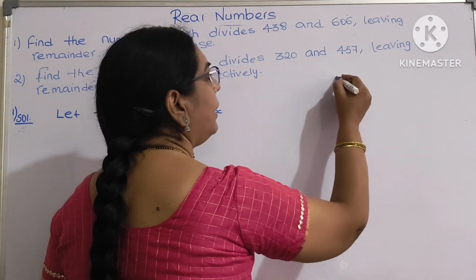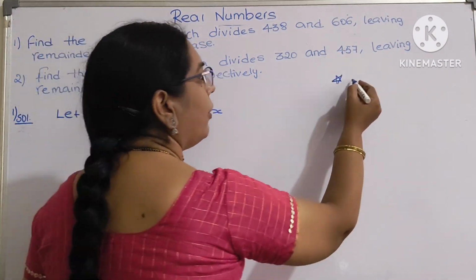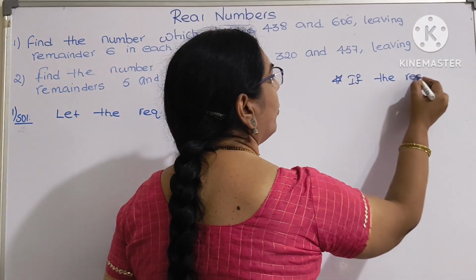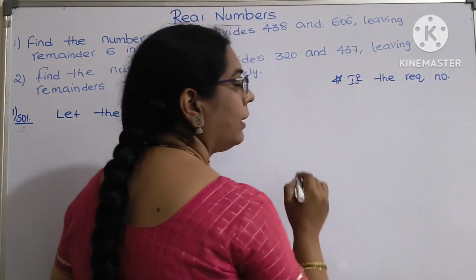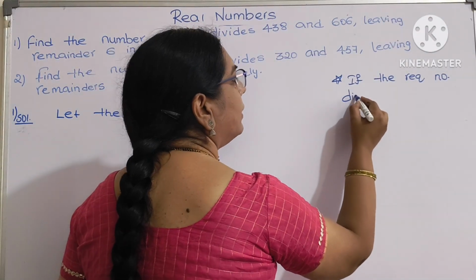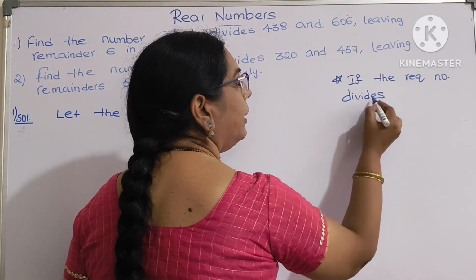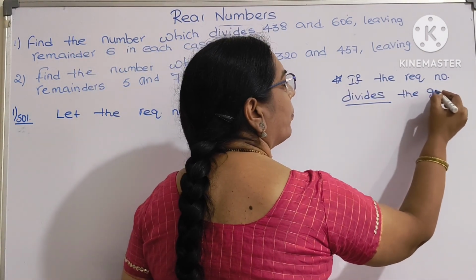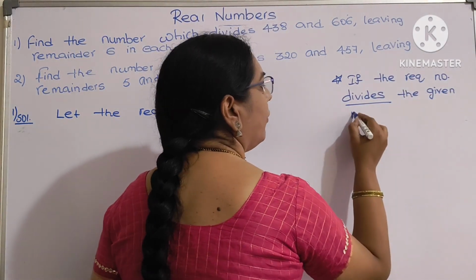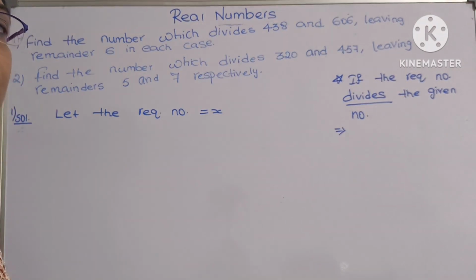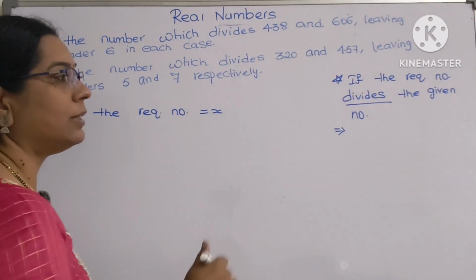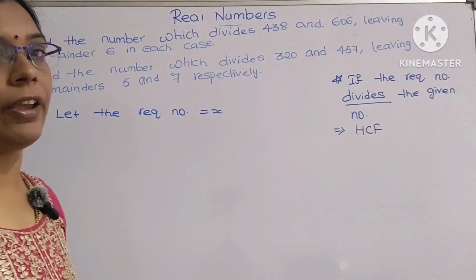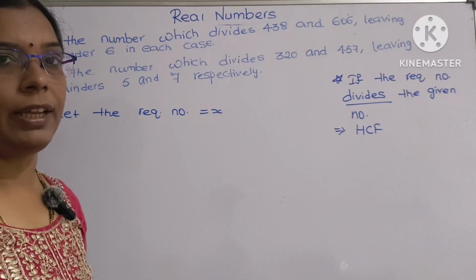So what is the hint here, the clue for you? If you find the keyword divides, if you find the word divides the given numbers, which means you have a number that is smaller than the given numbers, then what do you have to find? You have to find out the HCF. Now it is clear that we have to find the HCF.